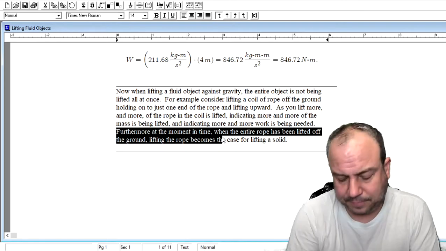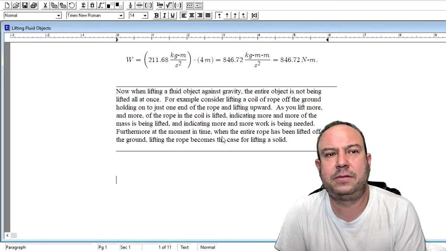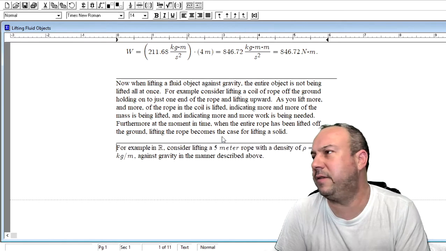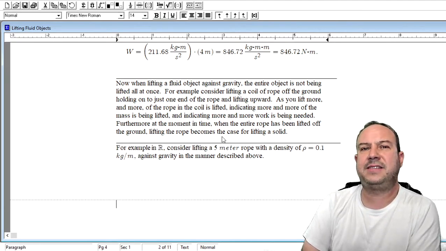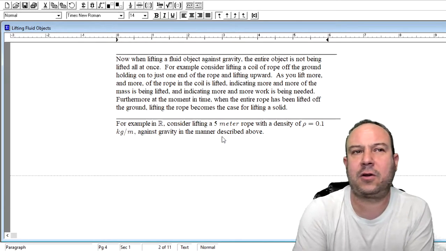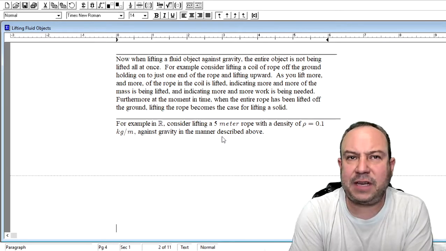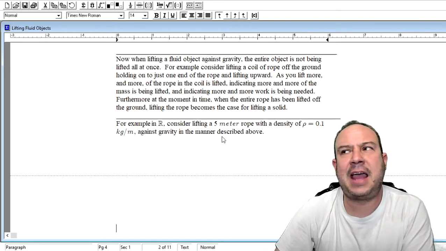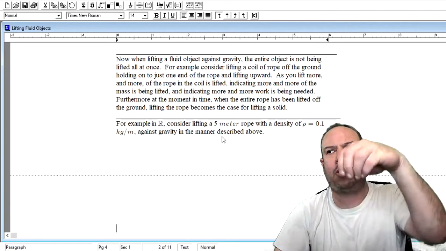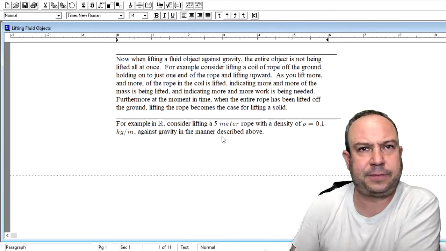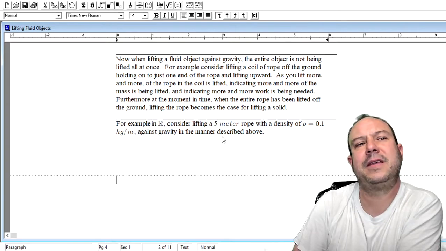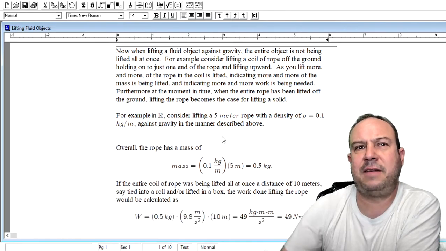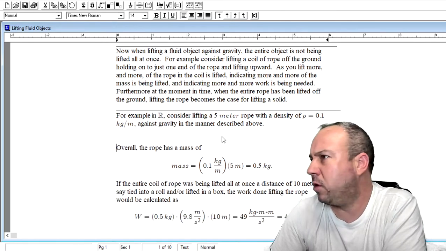All right. For example, in one-dimensional space, consider lifting a 5-meter rope with a density of rho equal to 0.1 kilograms per meter against gravity in the manner described above, having it coiled up and picking up just one end and lifting it up slowly out of the coil, letting it uncoil as you lift. Overall, the rope has a mass of 0.1 times 5 meters, or 0.5 kilograms.